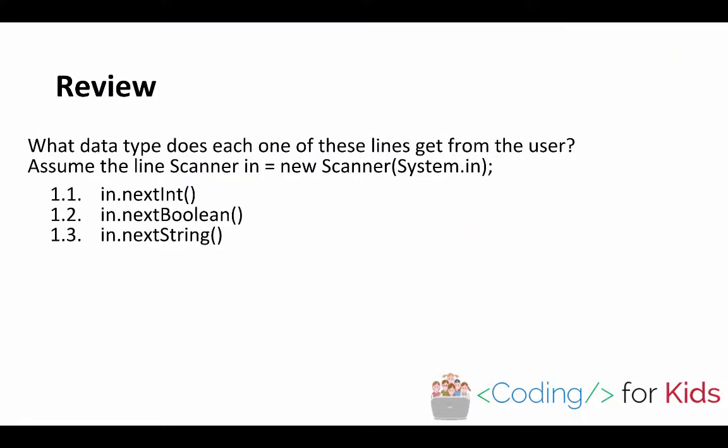Let's do a quick review. What data type does each of these lines get from the user? in.nextInt gets an integer, and the keyword is int. in.nextBoolean gets a boolean. in.nextString gets an error in your code. There's no such thing as nextString. This should be replaced with nextLine.